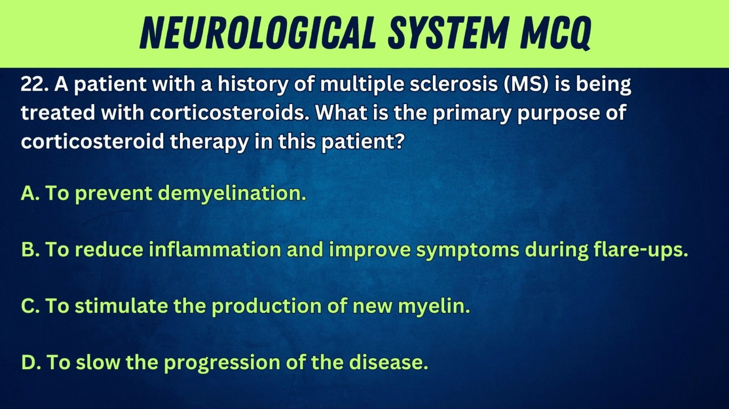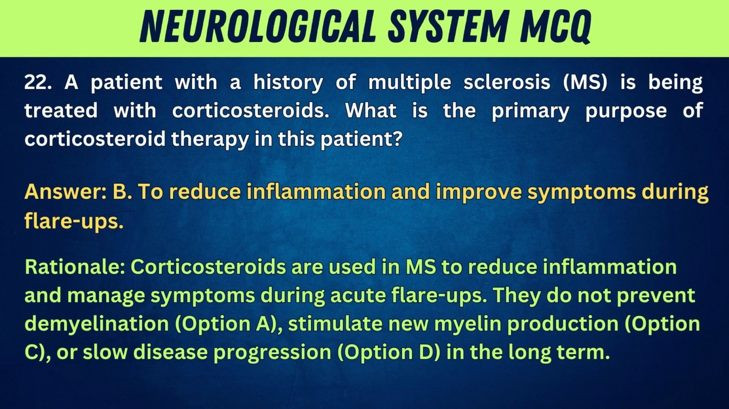22. A patient with a history of multiple sclerosis, MS, is being treated with corticosteroids. What is the primary purpose of corticosteroid therapy in this patient? A. To prevent demyelination. B. To reduce inflammation and improve symptoms during flare-ups. C. To stimulate the production of new myelin. D. To slow the progression of the disease. Answer: B. To reduce inflammation and improve symptoms during flare-ups.